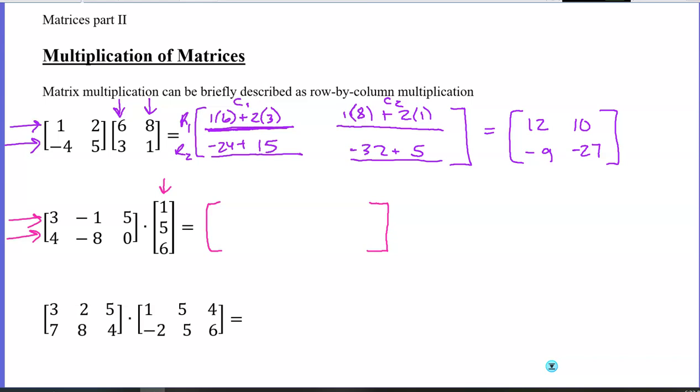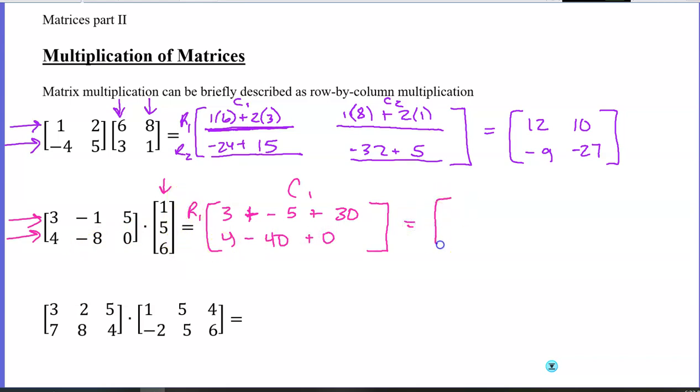All right, let's work through the answer. So to get row 1, column 1, which is my only column, I would take the dot product of those two vectors. So 3 times 1 is 3, plus negative 1 times 5, plus 5 times 6 is 30. Okay, that's all row 1, column 1. Now notice there are no more columns, so go on to row 2. Row 2, column 1, dot product of those two vectors is going to be 4 minus 40 plus 0. And then there are no more columns, so we're done.